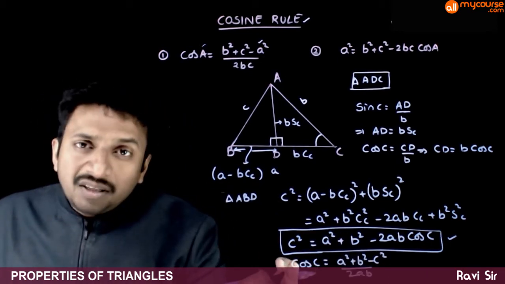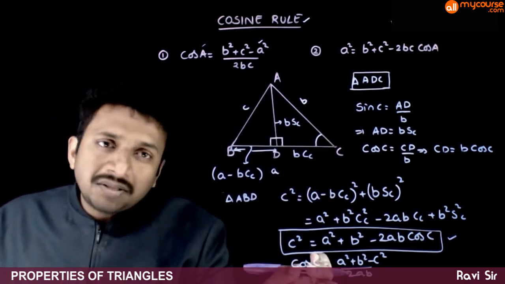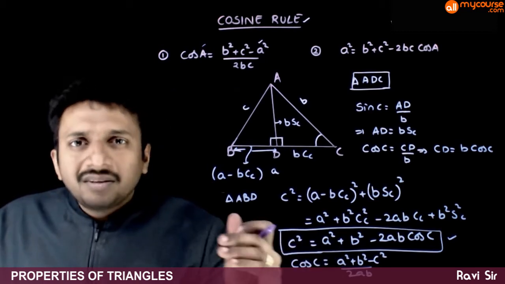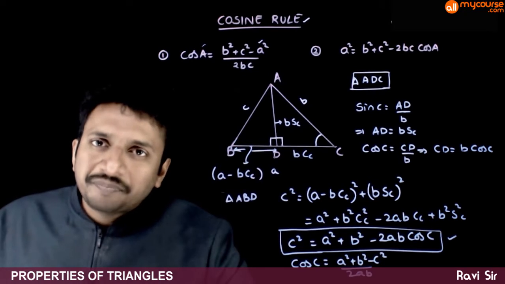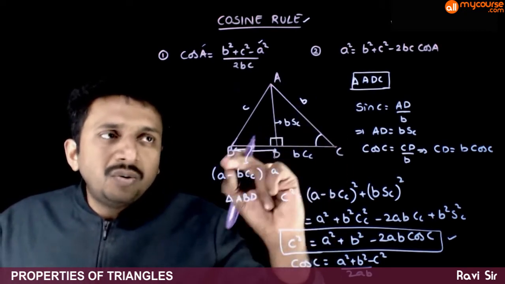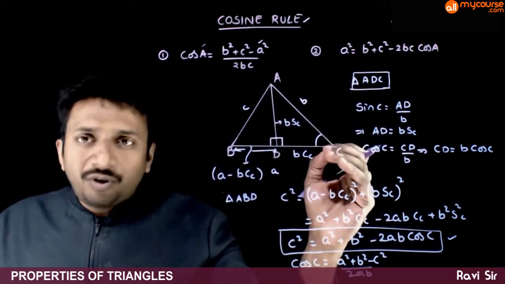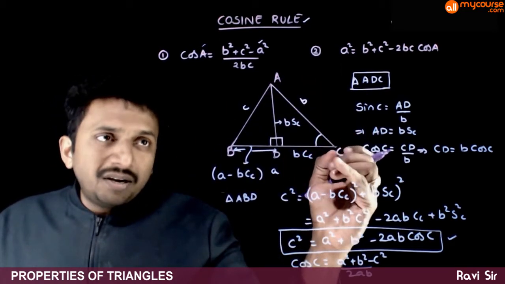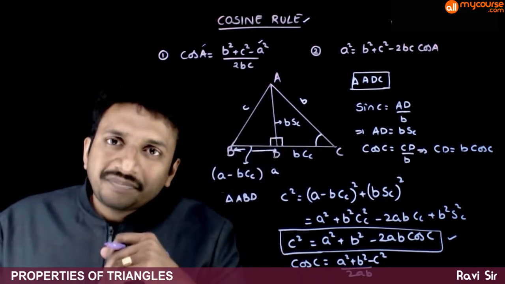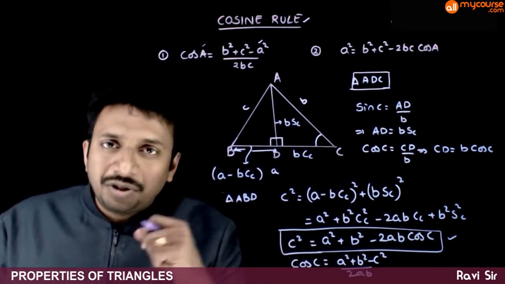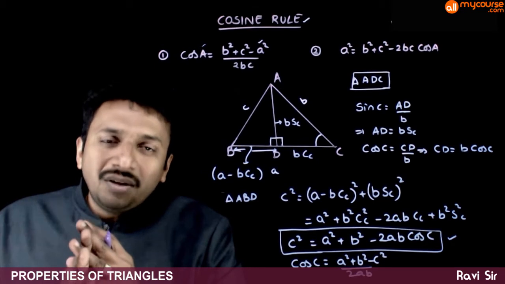So we can derive the formula of this type as well as the formula of this type. Once you can derive c square, similarly you can derive the formulas for b square as well as a square. If you drop the perpendicular onto side AC, you get the formula for b square. If you drop the perpendicular onto side AB, you get the other ratio. So in this way you can derive the cosine rule for a triangle.